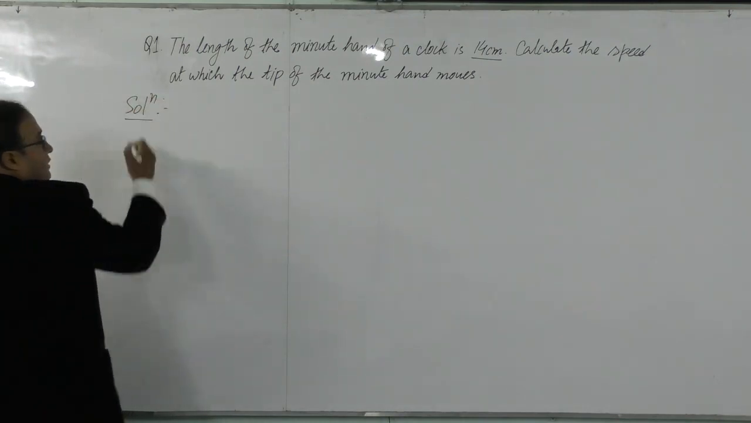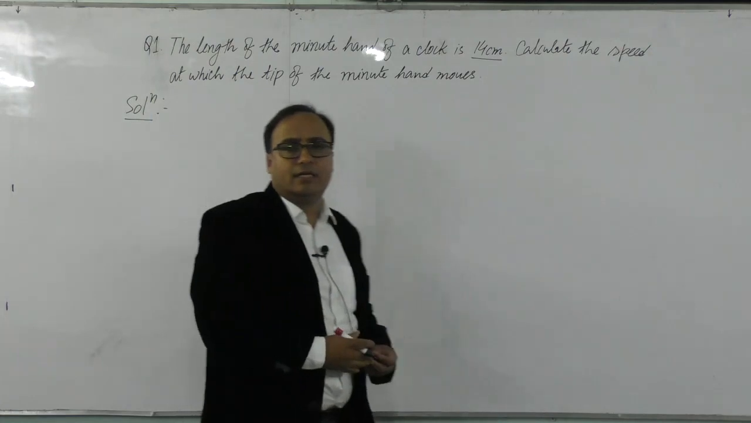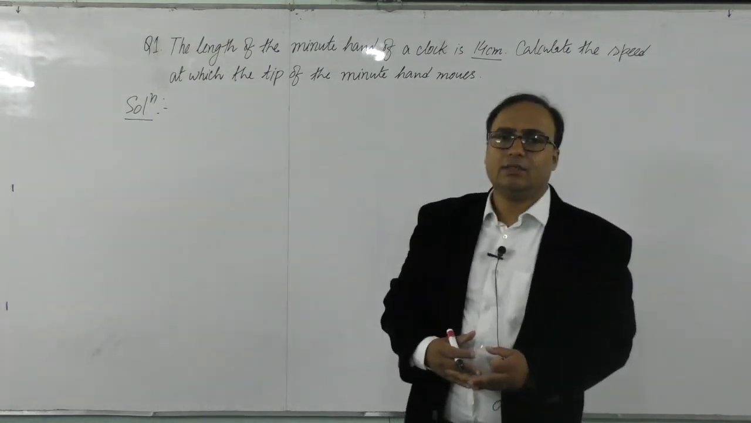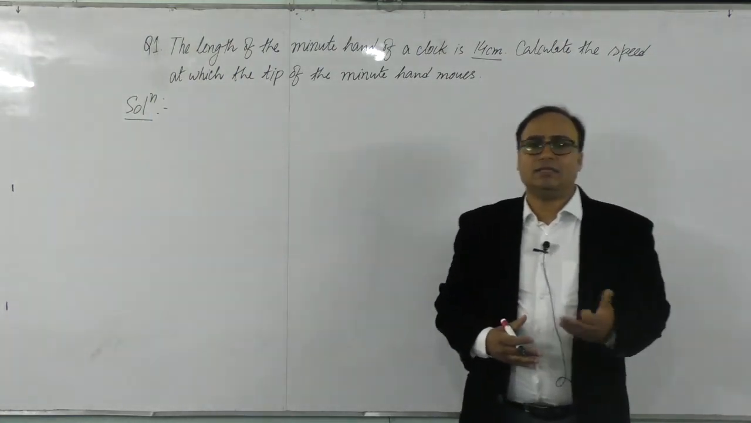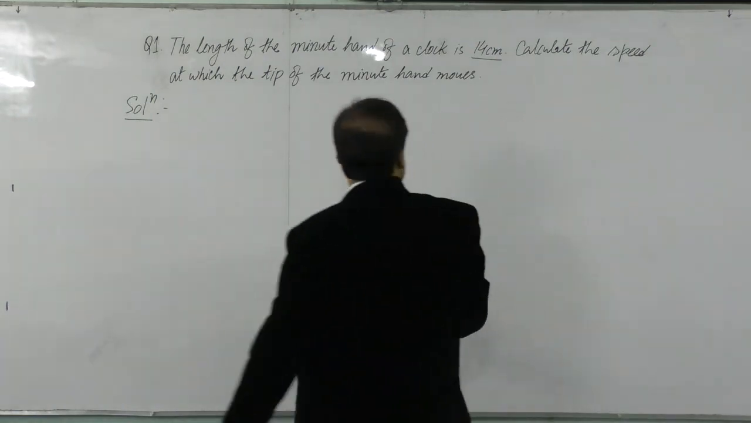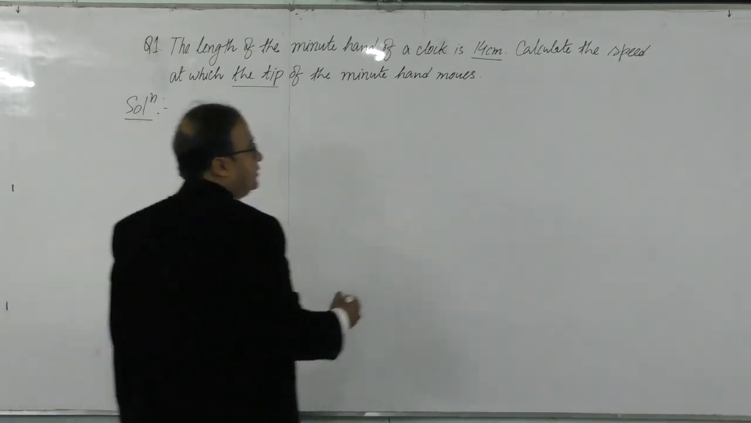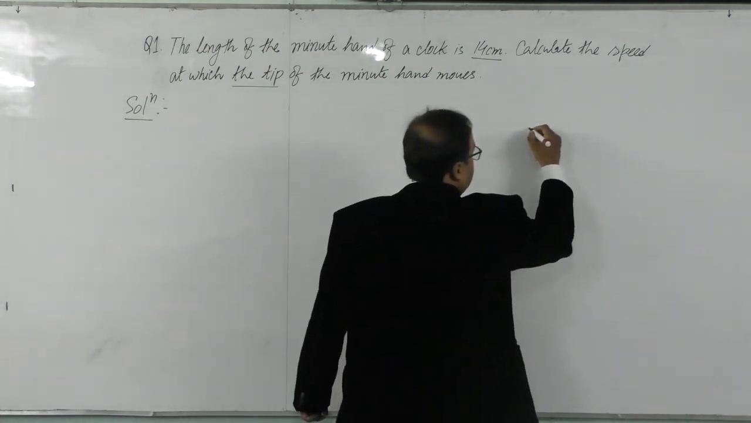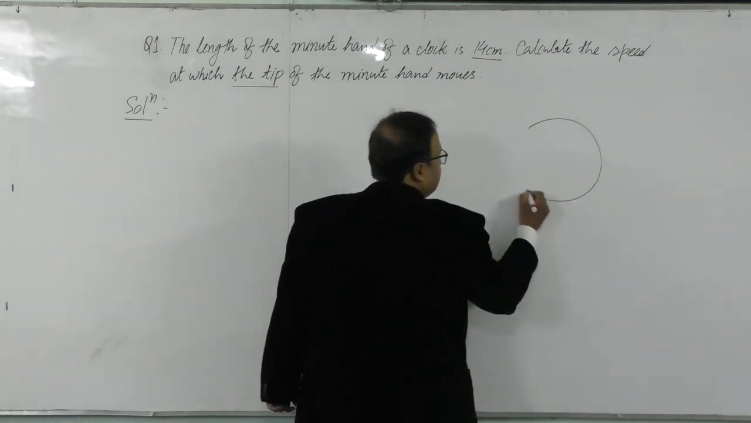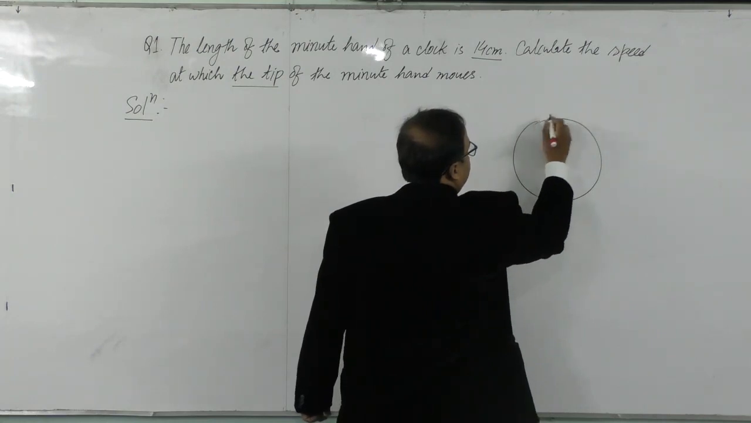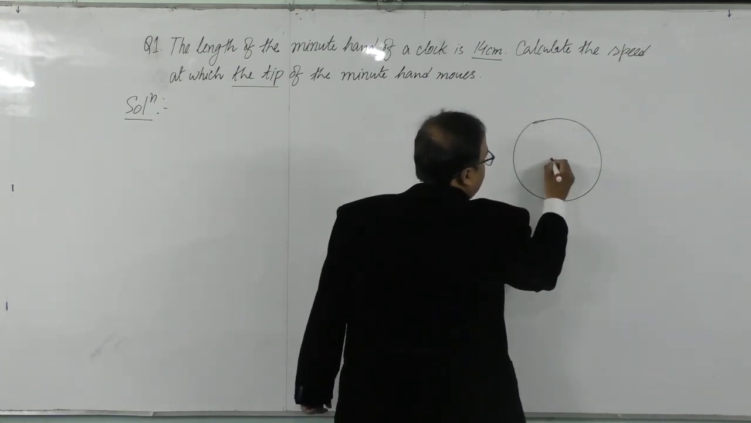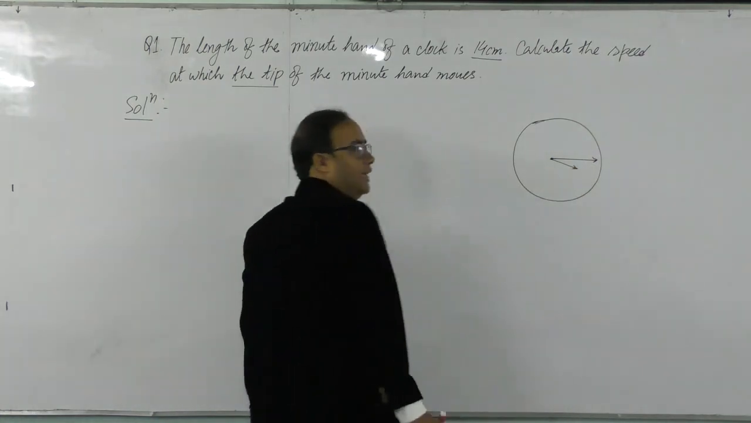हम लोग जानते हैं speed calculate करने के लिए we need two physical quantities. One is distance covered, another is time taken. और हम लोगों को find out करना है speed of what? The tip of the minute hand. So I'm considering this as a clock, and this is supposed to be the minute hand, this is supposed to be the hour hand.